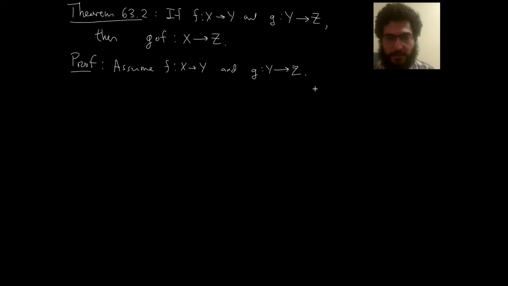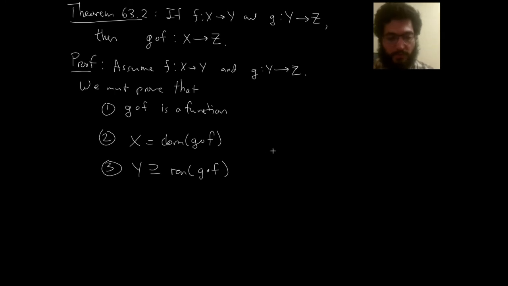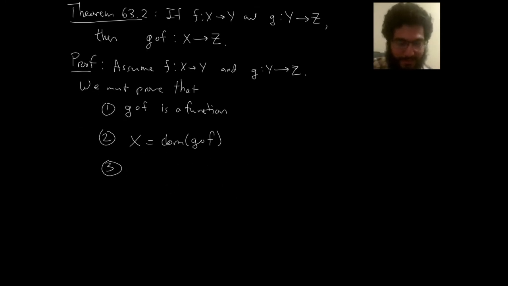So assume f maps x to y and g maps y to z. Then what do I have to prove here? 3 things. I've written it out here. We have to prove that g composed with f is a function. So I'm just spelling out what the mapping notation is saying. It says these 3 things. g composed with f is a function, x is the domain, y contains the range as a subset. Okay, I kind of wrote this backwards with a backwards subset symbol. The range of g composed with f is a subset of y. So these are the 3 things that we have to prove. So let's just write them separately.